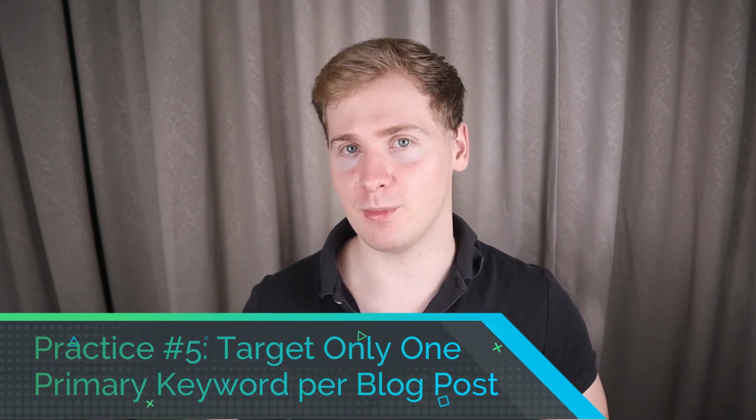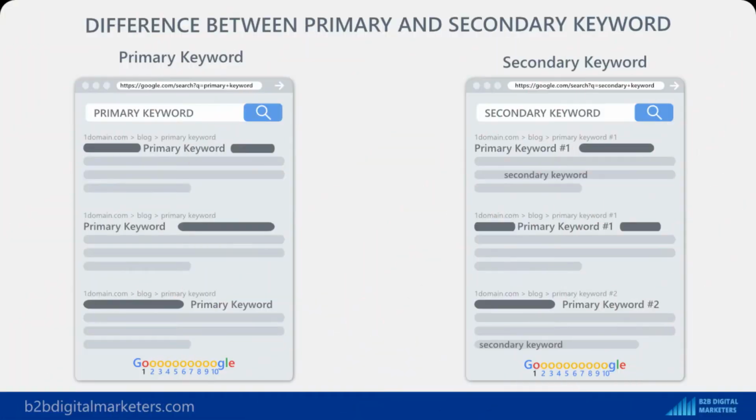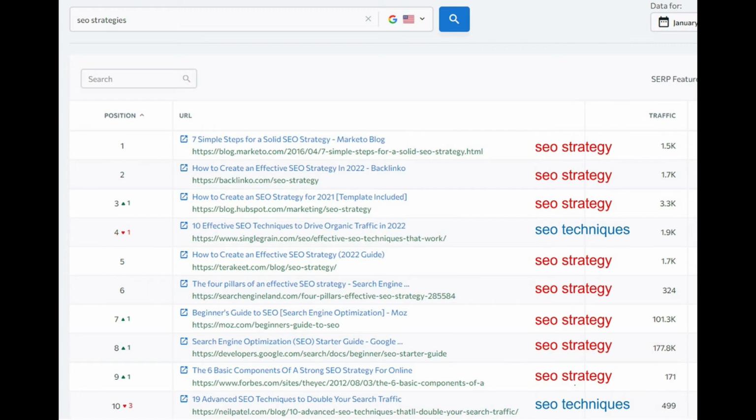The first best practice for SEO content and the fifth for blogging for business is to target only one primary keyword per blog post. The primary keyword is the main keyword that you want to rank for with your content, and it's the main topic that appears in the organic search results. For example, the keyword SEO strategies is not a primary keyword but a secondary keyword, because as you can see, the search results are showing pages optimized for different primary keywords, which are SEO strategy and SEO techniques. Therefore, before you start targeting your keyword, make sure it is a primary keyword.